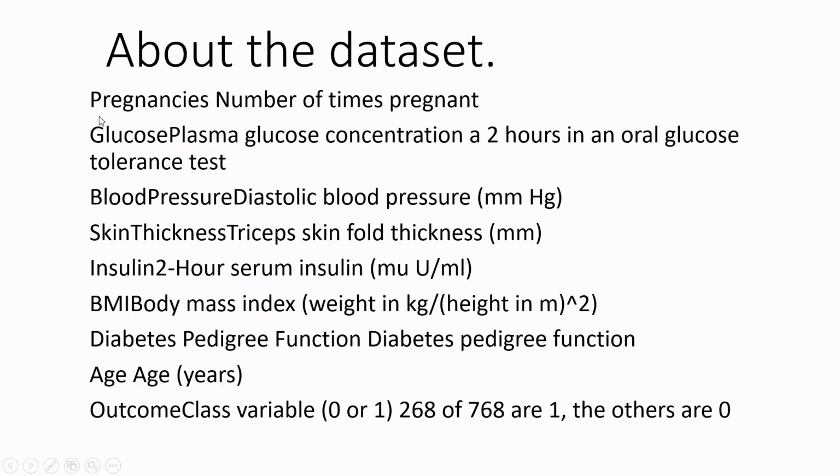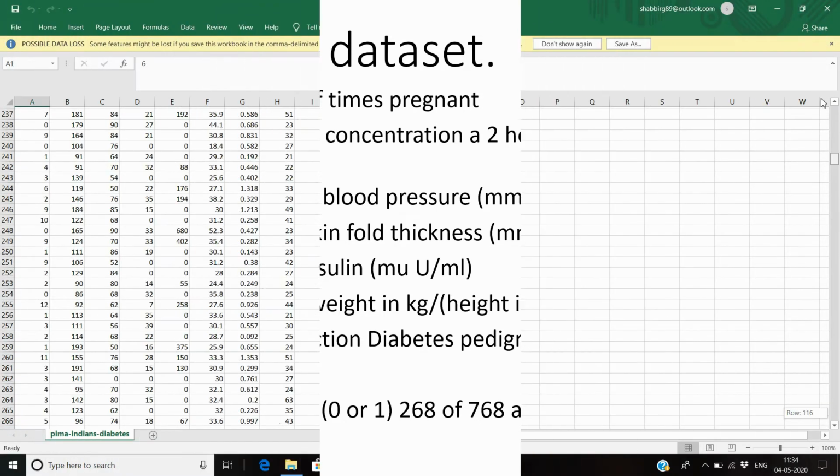Note that in the data set we have one target variable, the outcome class variable, which is either 0 or 1, specifying whether the patient has diabetes or not. So let's start with the project.